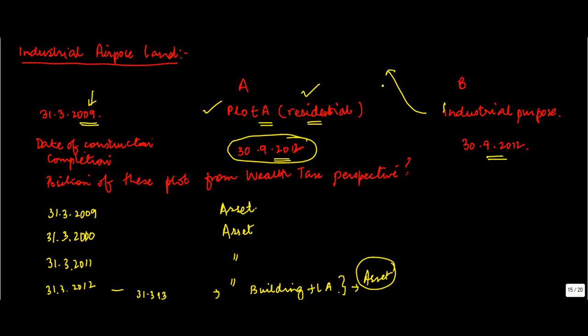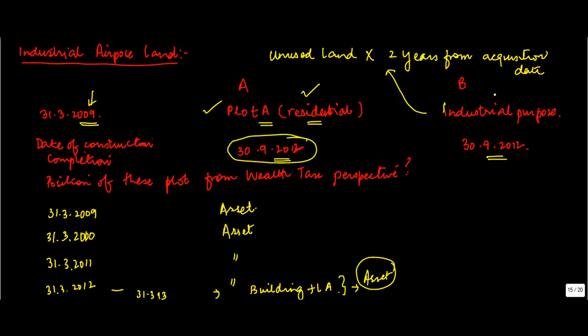For industrial, we know that there is an exemption. What does this exemption say? The exemption says that unused land is not an asset, but for how long? 2 years from acquisition date.